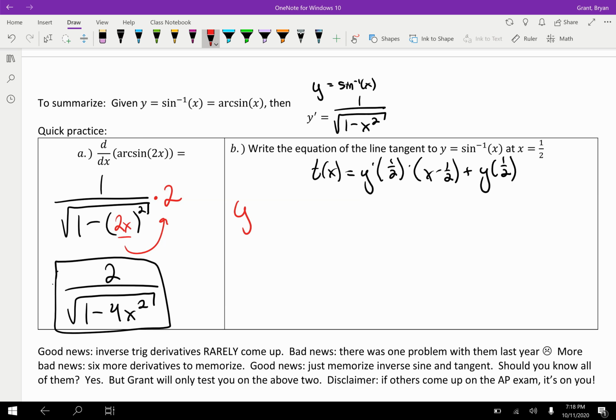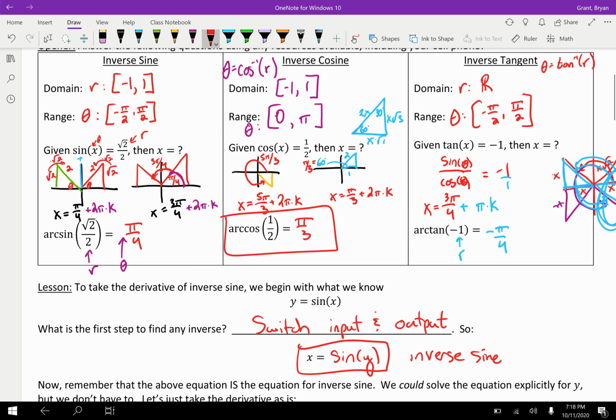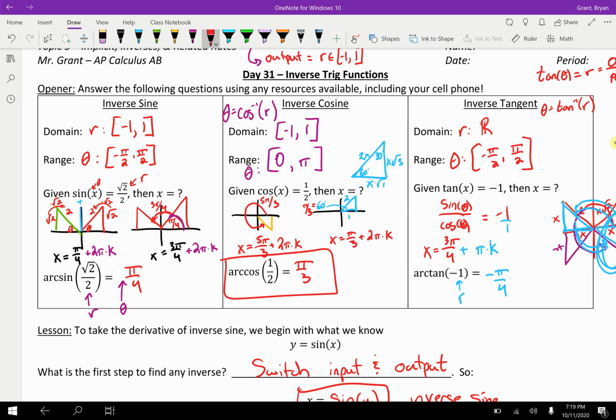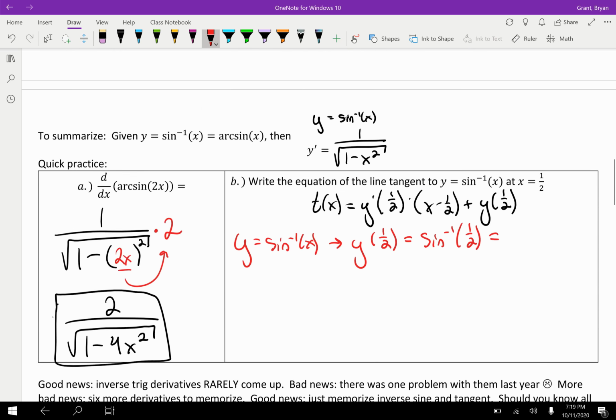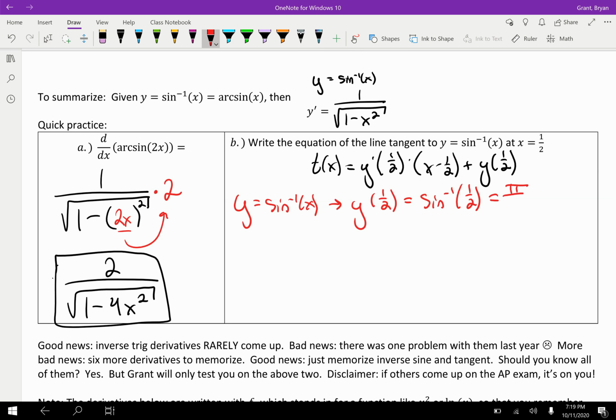We know that y is the inverse sine of x, and so when I want to find y of 1/2, it really means do the inverse sine of 1/2, and I'm going to cheat a little bit. I know in the opener we found inverse cosine of 1/2 is pi over 3, so I know then that inverse sine of 1/2 is going to be the other one. That's going to be pi over 6, right? They complement each other. It's cosine, complementary sine. So that one's pretty easy.